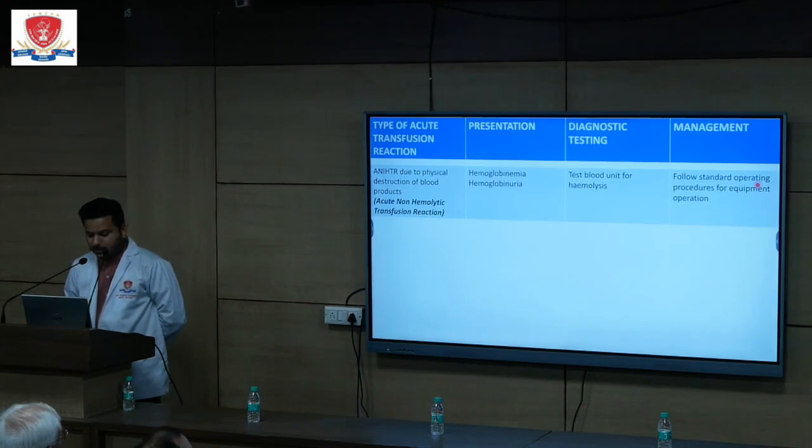Then we have the acute non-immune hemolytic transfusion reaction, which is due to physical destruction of the blood product, in which we see hemoglobinuria.